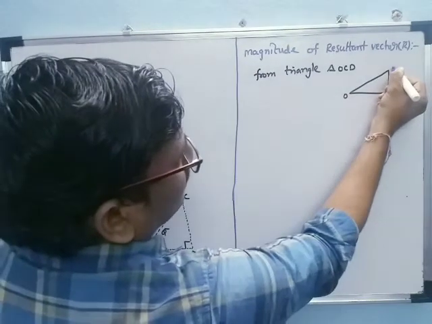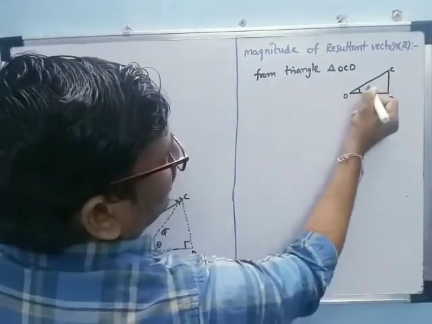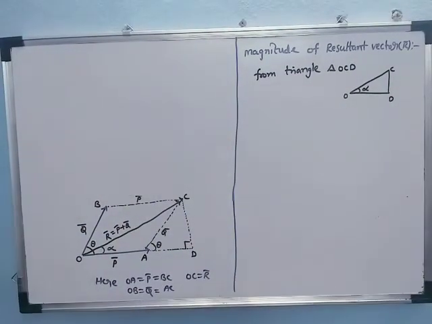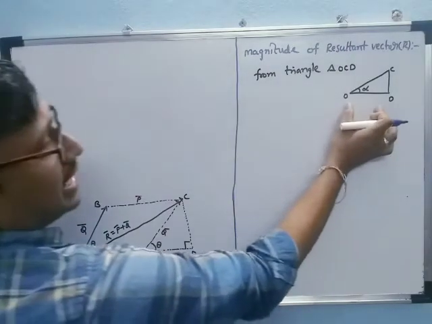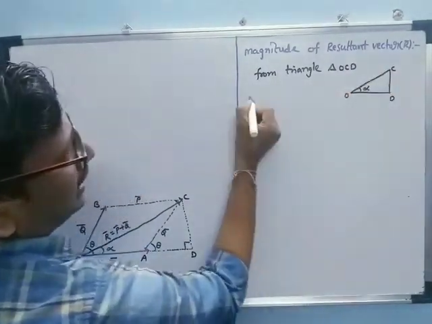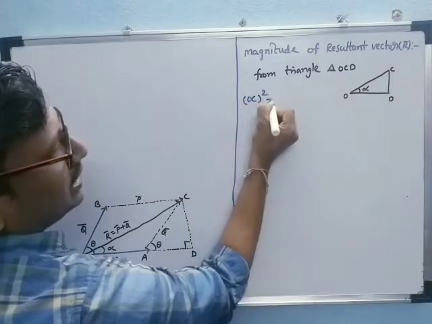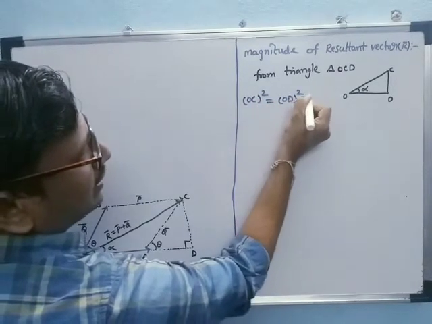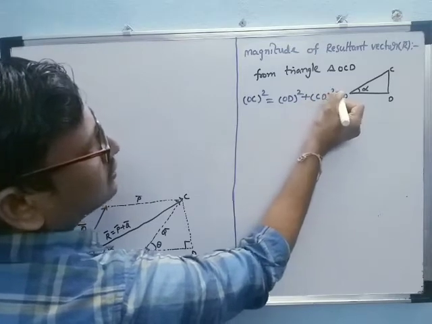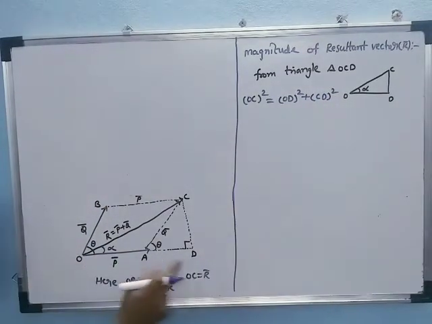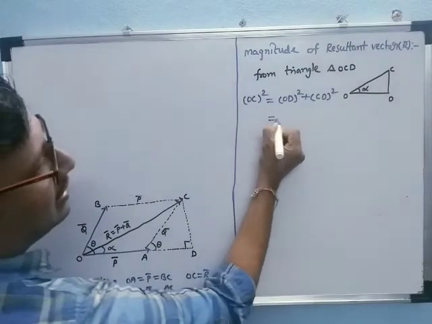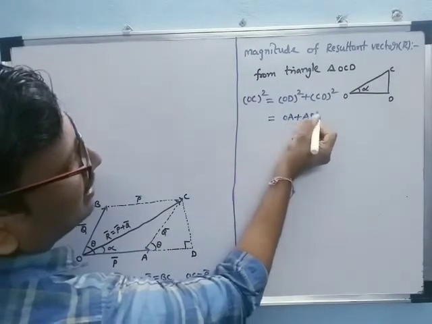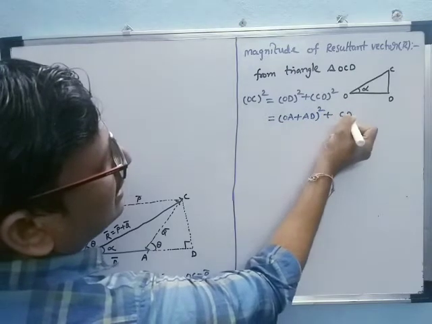This is at the O point, this is at the C point, and here is the D point. Here the angle is alpha. From the triangle, applying the Pythagoras rule, the hypotenuse OC whole square is equal to OD whole square plus CD whole square. We observe that A lies between O and D, so OD is equal to OA plus AD, giving OA plus AD whole square plus CD whole square.